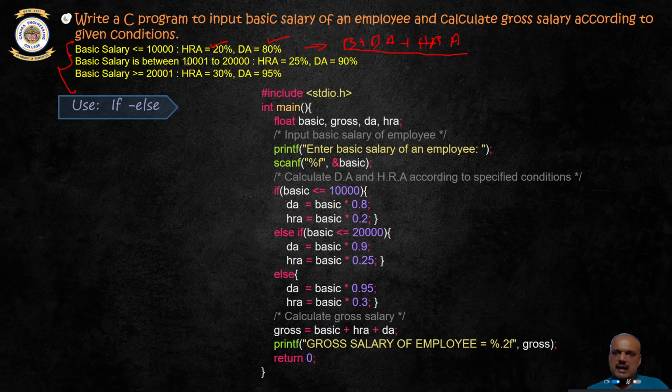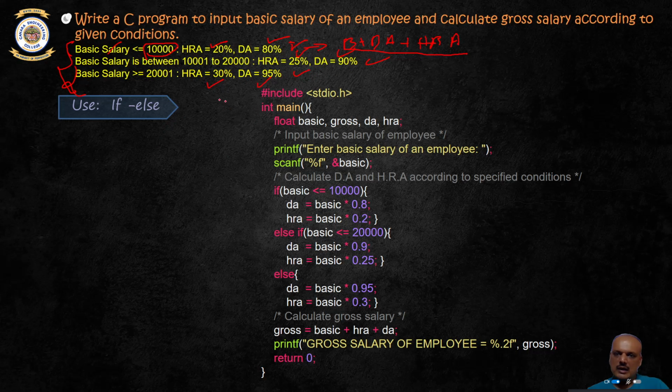If the basic salary is between 10,001 and 20,000, then DA is 90% and HRA is 25%. And if it is more than 20,000, then the HRA is 30% and the DA is 95%. So based on this table, given the basic salary, the program should calculate the gross income. So you guessed it right. Based on this condition, you need to execute either this block or this block or this block.